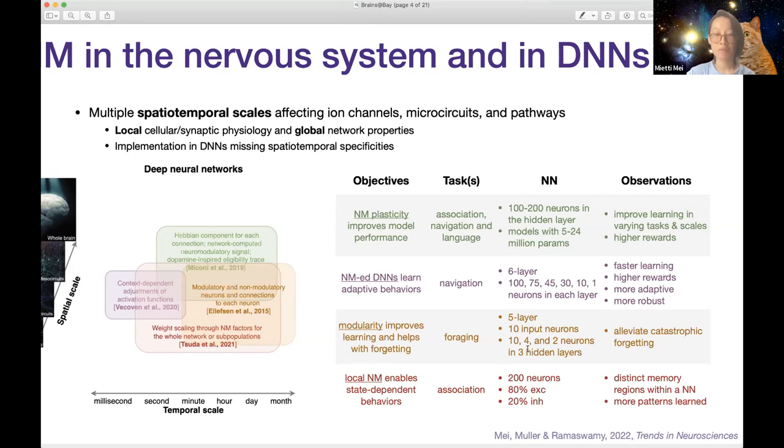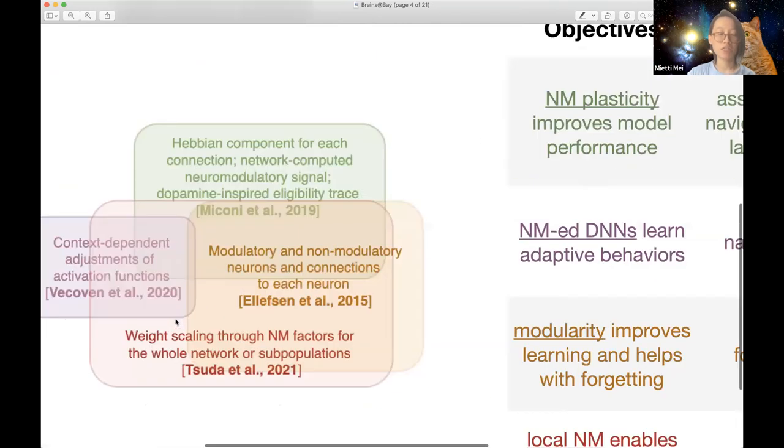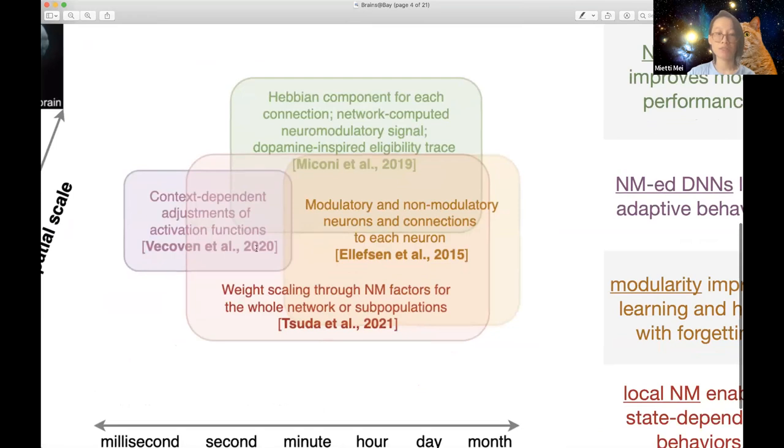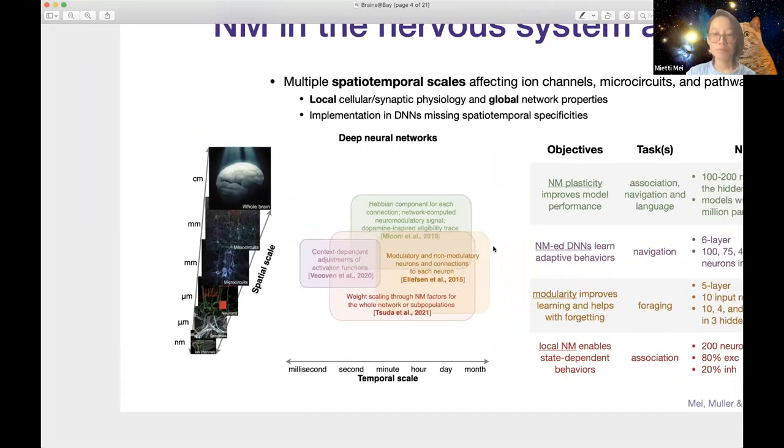We have seen that people define neuromodulation in different ways and implement it on different scales. For example, we may have an implementation of neuromodulation as adjustments of activation functions based on the internal and external state of the environment and the agent itself. And we have a neuromodulatory factor scaling up to a whole network or subpopulations. So we can see that we are mostly implementing neuromodulators in one local context. And that's why we're proposing such a framework.